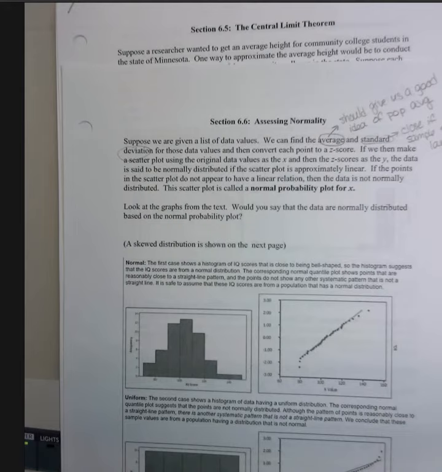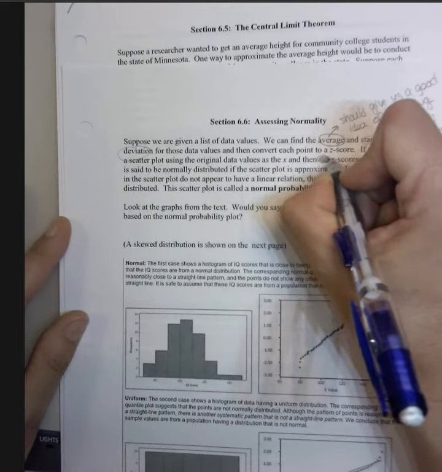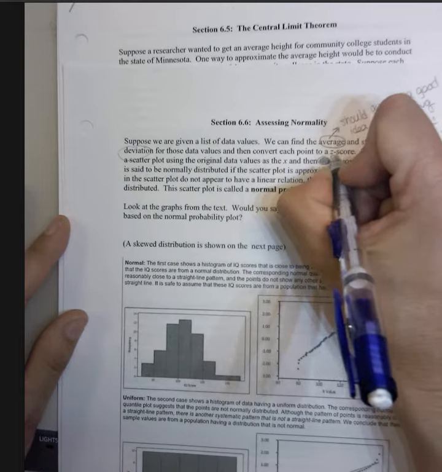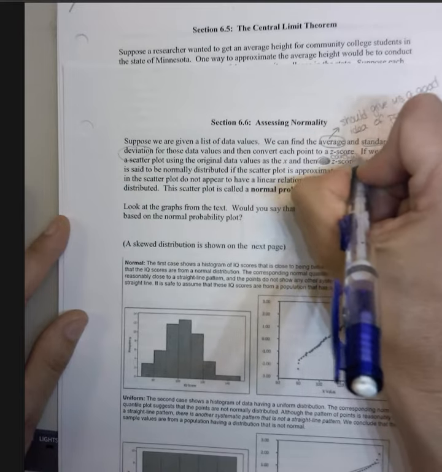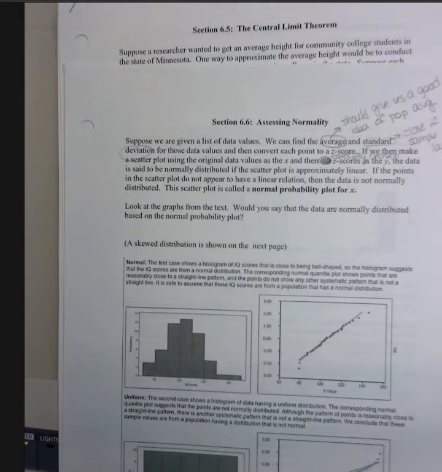If we then make a scatter plot using the original data values as the x, and not the z-scores, carefully chosen z-scores as the y, then the data is said to be normally distributed if the scatter plot is approximately linear. And I talk about how to get those z-scores.